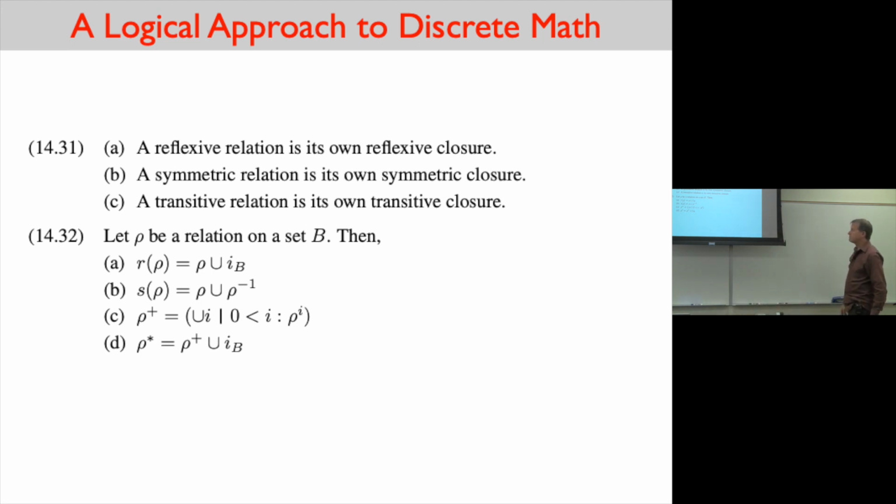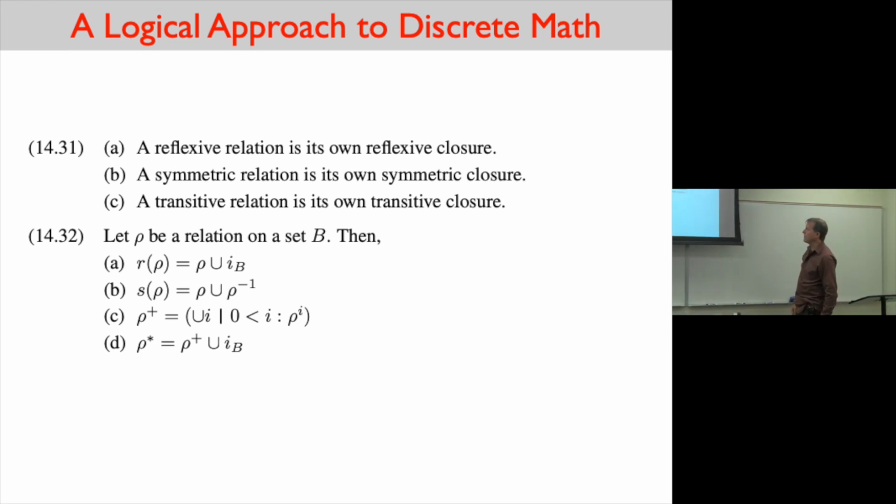And 14.31, it's kind of trivial. If the relation is already reflexive, then that is the reflexive closure. In other words, you don't have to add anything. And a symmetric relation is its own symmetric closure, and a transitive relation is its own transitive closure. So those are trivial. Okay.